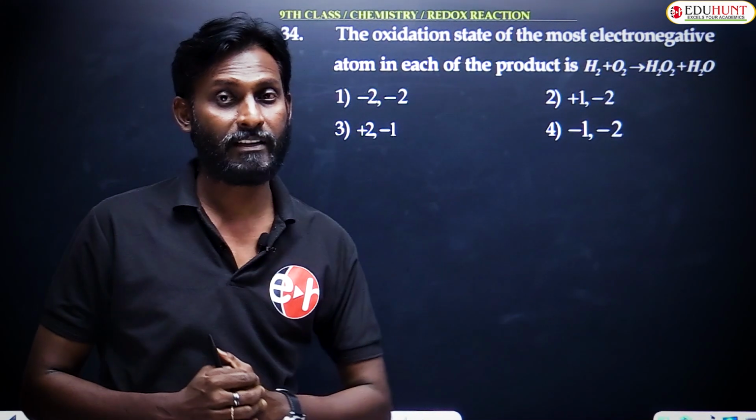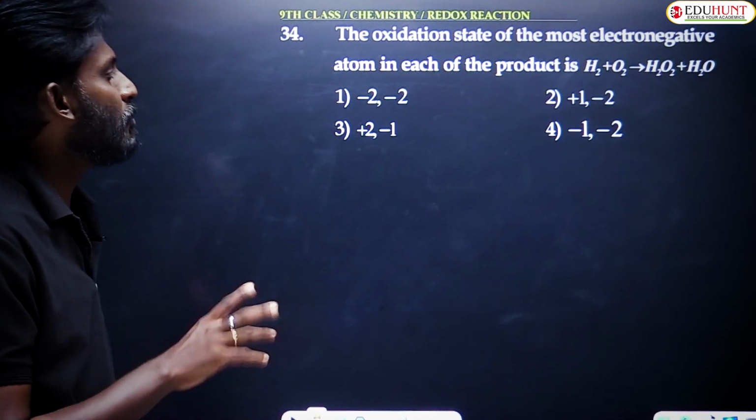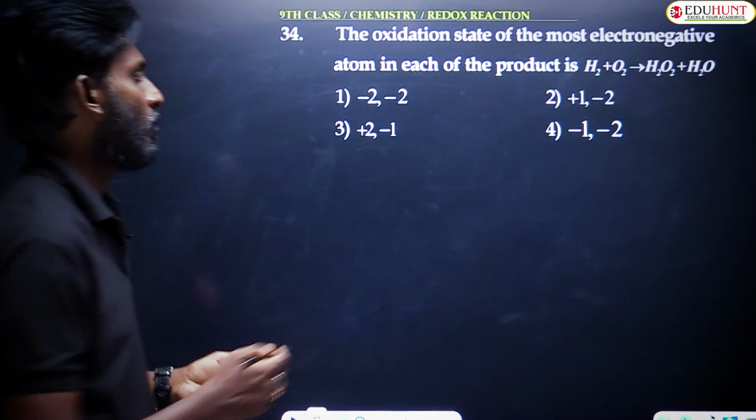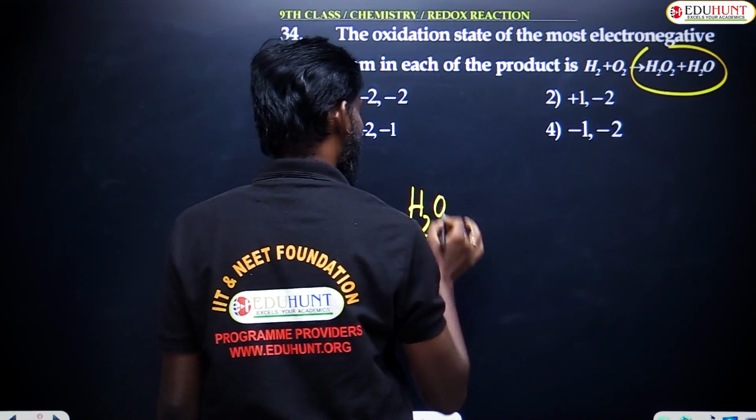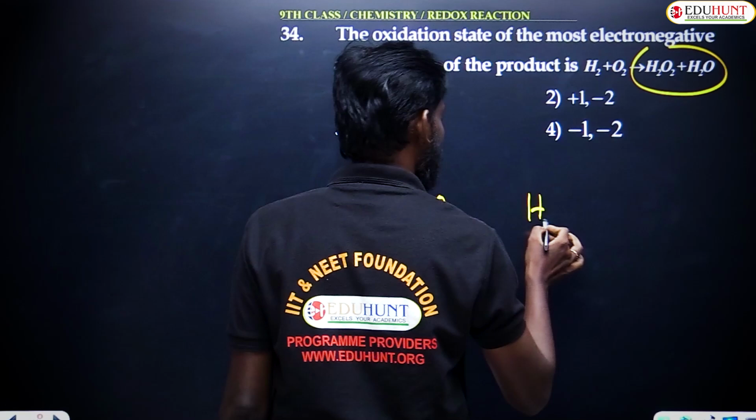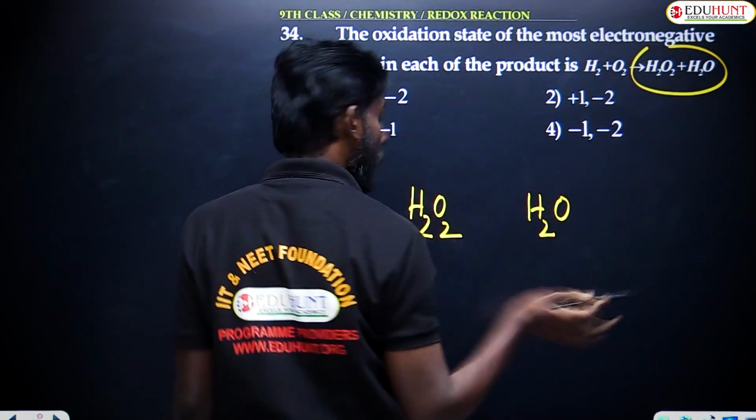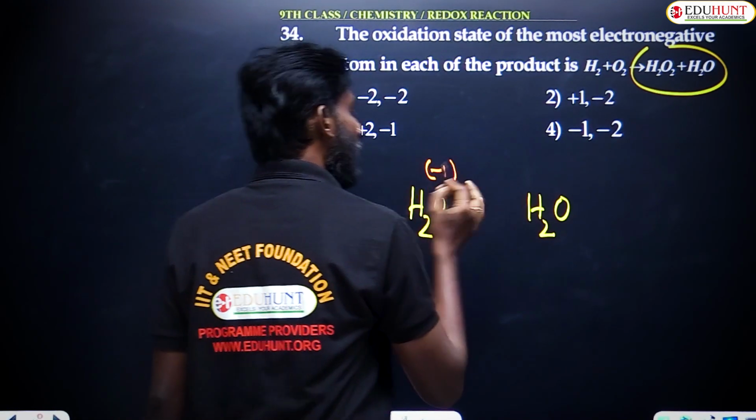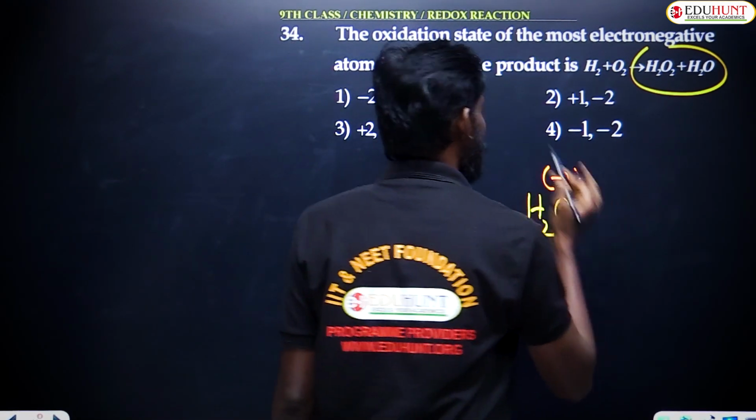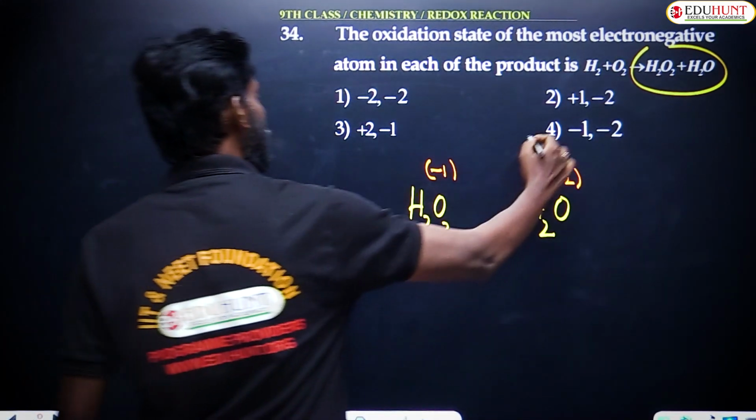Question number 34. The oxidation state of most electronegative atom in each of the products is. So what are the products you are having? One is hydrogen peroxide, other one is H2O. You know very well in hydrogen peroxide, in peroxide, oxygen is in minus 1 state. In oxide, oxygen is in minus 2 state. So minus 1, minus 2, fourth option.